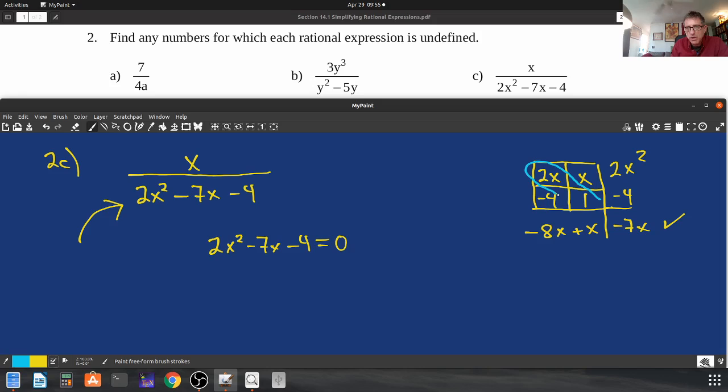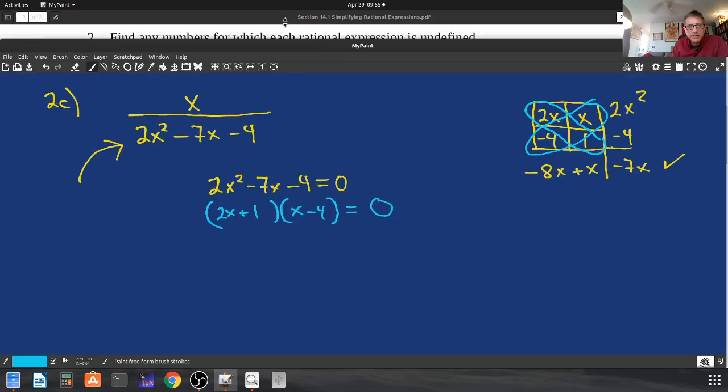I mean, you can do all the work and get your table filled in. Then if you forget to write down the factorization that results from it, then you've messed up. All of that work was for nothing. So it's 2x plus 1 and x minus 4.